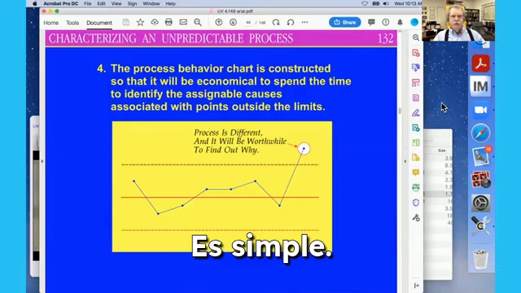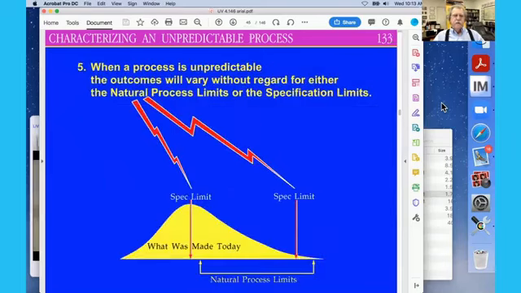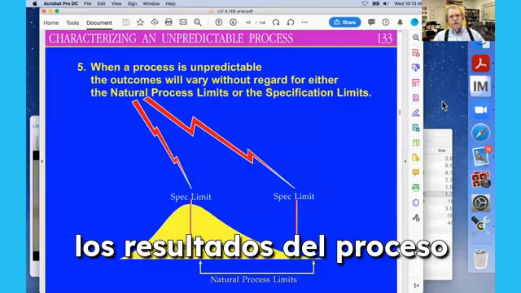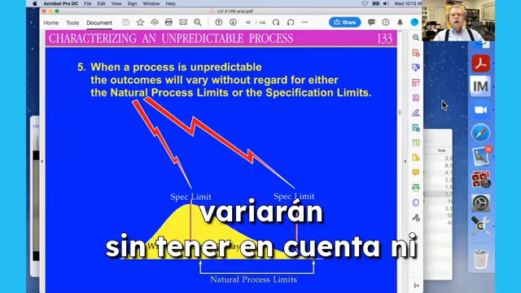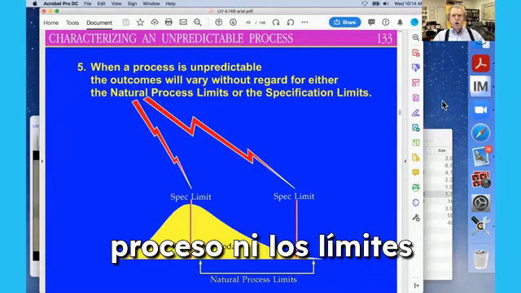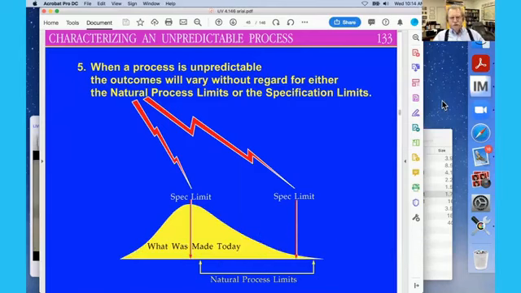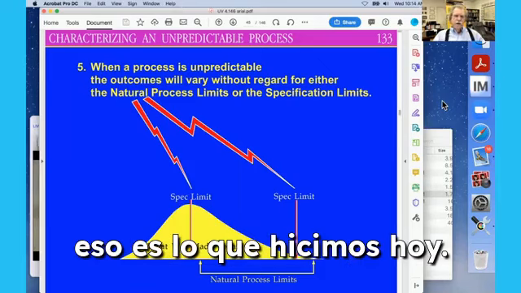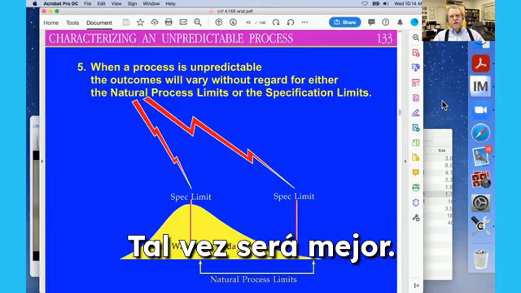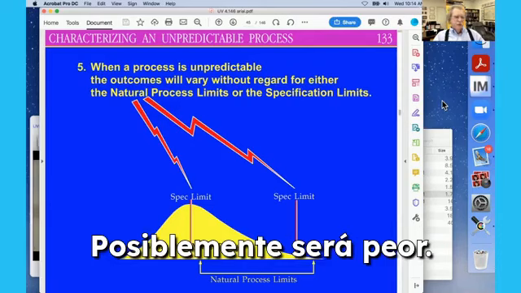It's simple. It really is this simple. When a process is operated unpredictably, the process outcomes will vary without regard for either the natural process limits or the specification limits. Oh, well, that's what we made today. Tomorrow is always another day. Maybe it'll be better. Possibly it'll be worse.